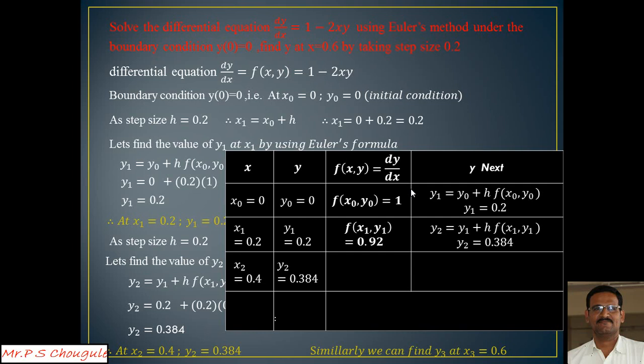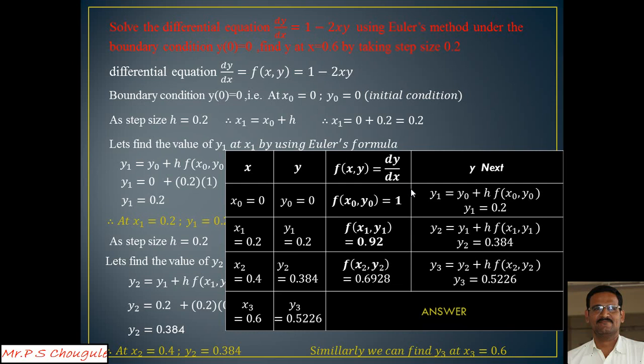Now at x2 and y2, find the function, which is 0.6928, and by using this formula, y3 is equal to y2 plus h into function of x2, y2, we will get the value of y3. Now our x3, which we need to find, the value of y at x equal to 0.6, and now we are at 0.6, and the value of y3 which we have initially calculated. So simply write it. This will be your answer.